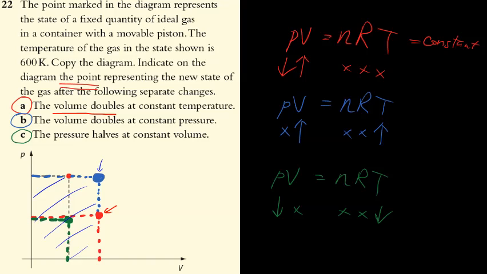For part C, it asks you to halve the pressure and keep the volume constant, and therefore the temperature will be lower. You just follow what they say, and you can see that the area is diminished again, and that means the temperature is lower.